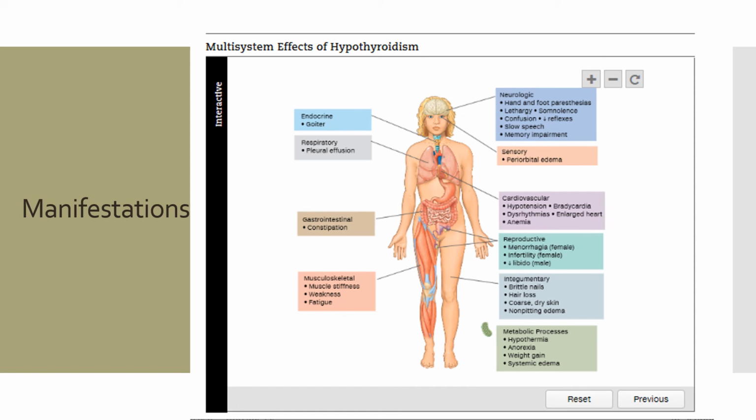There are multi-system effects of that. I think I've talked about everything already. Lethargy is one of them. Slow speech pattern, periorbital edema maybe. I think everything else we've talked about. Brittle hair and nails is another classic sign.